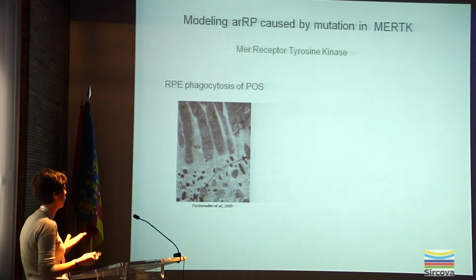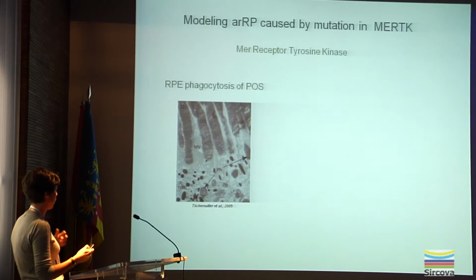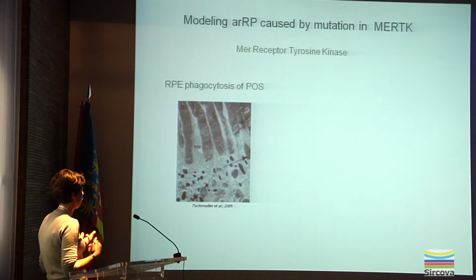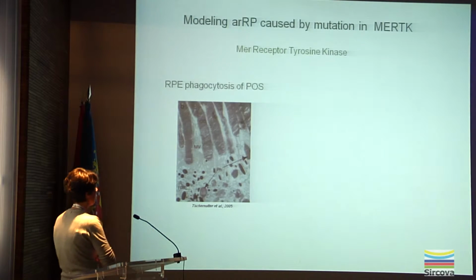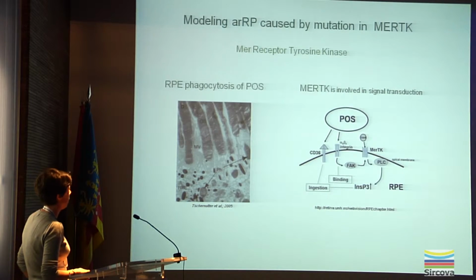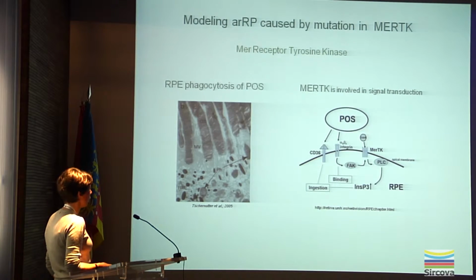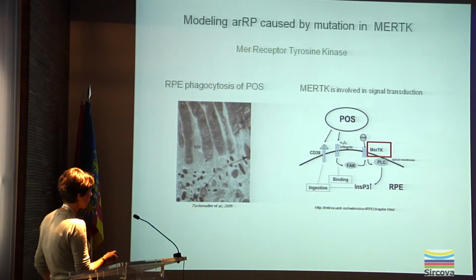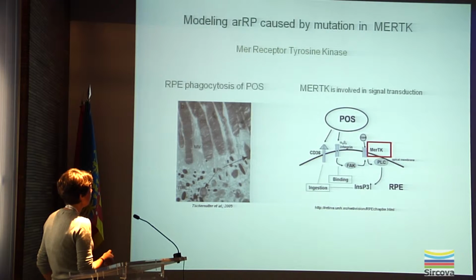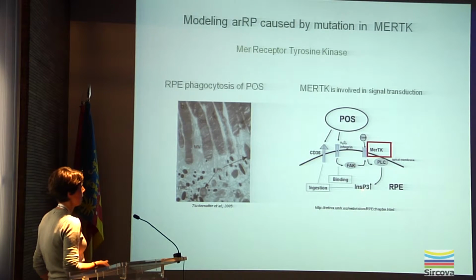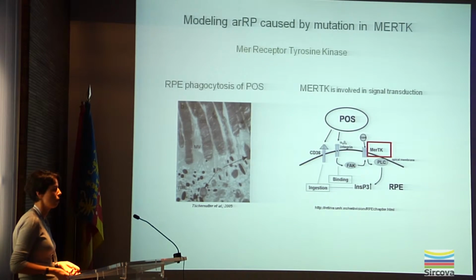RPE cells phagocytose outer segments of the photoreceptors, and this helps to renew the membranes of the photoreceptors, which are damaged due to the constant light exposure. What this MERTK protein does is that it's a signaling molecule. When the outer segments are bound to the receptor, then the FAK kinase is activated and activates the MERTK protein, which signals inside the RPE cells and enables the phagocytosis to occur.